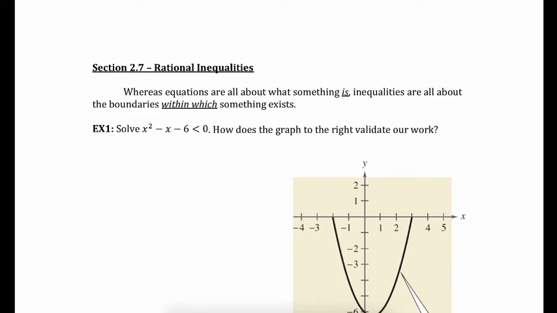2.7 is all about rational inequalities. So far we've been talking about equations. Now, equations talk about where something is, but now we're going to switch to inequalities. And inequalities are about boundaries within which something exists.